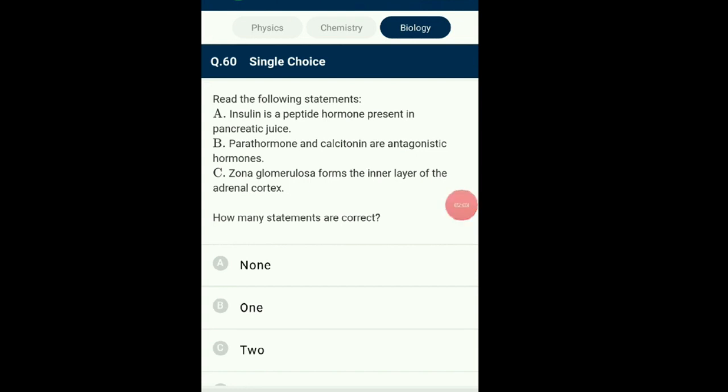Question number 60. Read the following statements. From that, how many statements are correct? Only statement B is correct. A. Insulin is a peptide hormone secreted in blood. C. Zona glomerulosa forms the outer layer of adrenal cortex. So the answer is option B. From the given three statements, only one statement is correct. The correct statement is B.